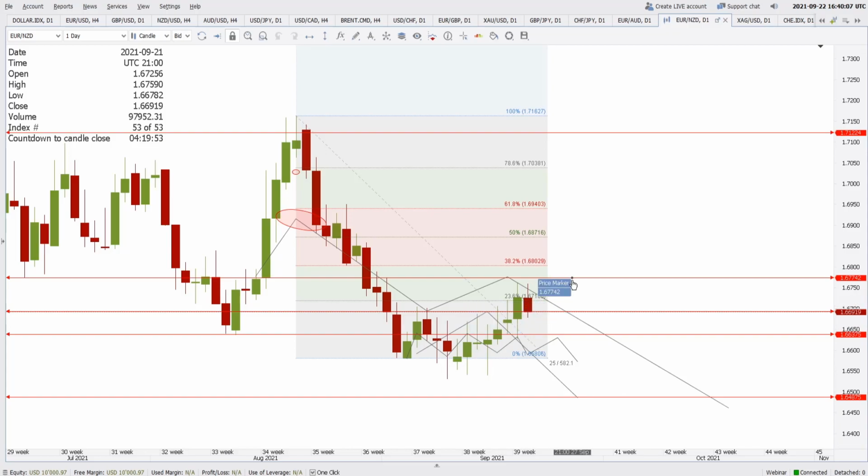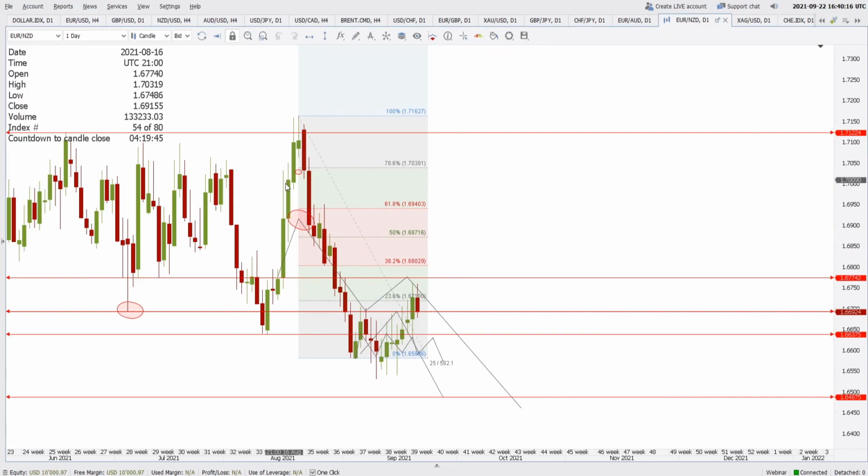If it starts going above the 1.6774 area, then you can target 1.7122, because in that case our sell-off is over and the price will start making higher highs and higher lows.